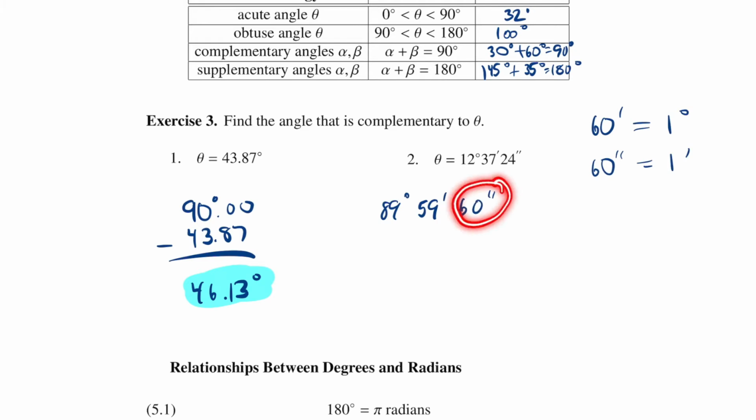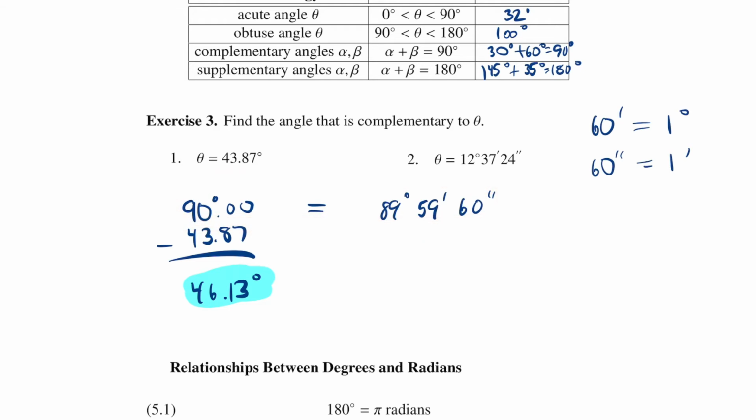Because if you notice, 60 seconds is equal to 1 minute. So if this becomes 1 minute, then you have 60 minutes, and 60 minutes is equal to 1 degree, so that would bump this up to 90 degrees. So this is just another way to represent 90 degrees. So these are equal.